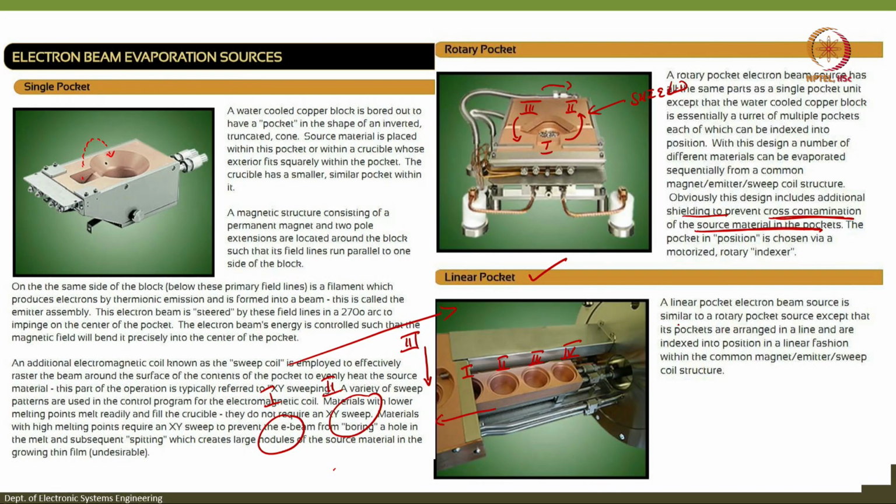So, linear pocket beam source is similar to rotary pocket, except that its pockets are arranged in a line and are indexed into position in a linear fashion within a common magnet emitter sweep coil structure. I think this is enough for you to understand that there is an E-beam evaporation technique, and the E-beam evaporation technique can overcome the limitation of the thermal evaporation technique.